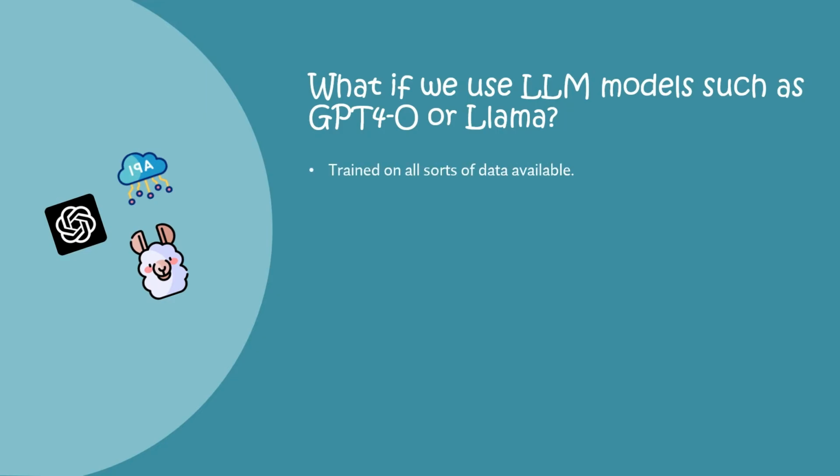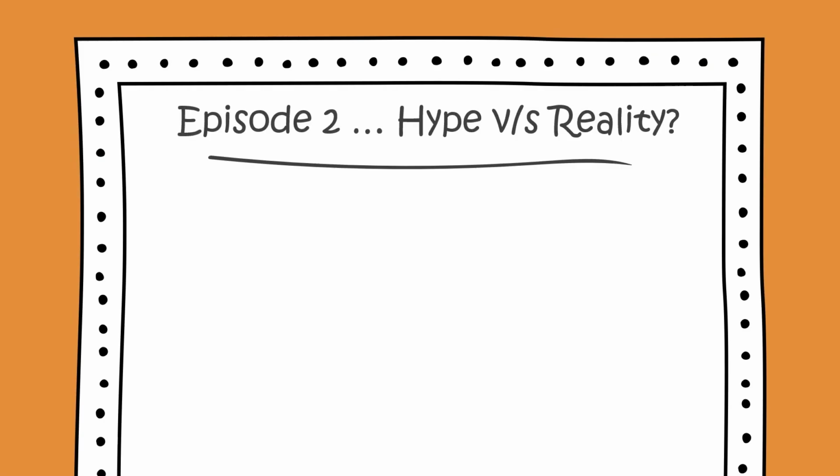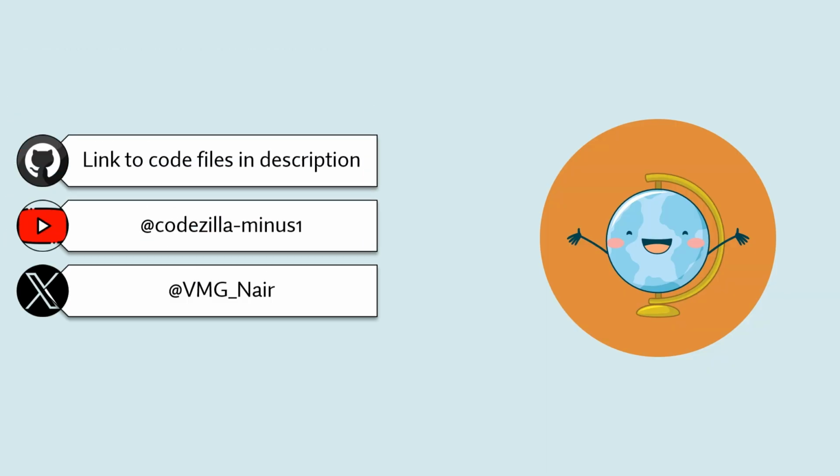These models are trained on all sorts of data. They are optimized for a various number of user tasks, and they can perform really well with no pre-training with only a few-shot examples. This is exactly what we'll try to explore in the next episode: Text to SQL Hype versus Reality. We'll also see if models can be reliable at an enterprise scale, and we'll explore the current developments in the field.